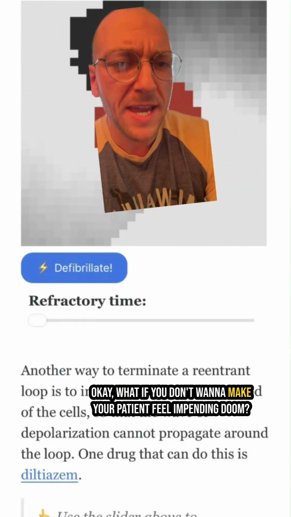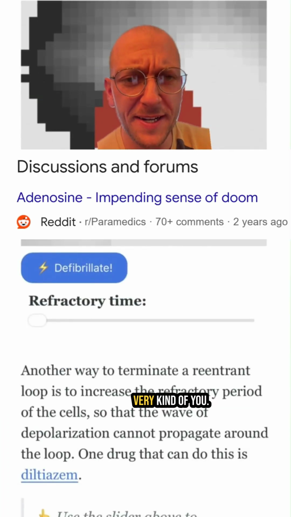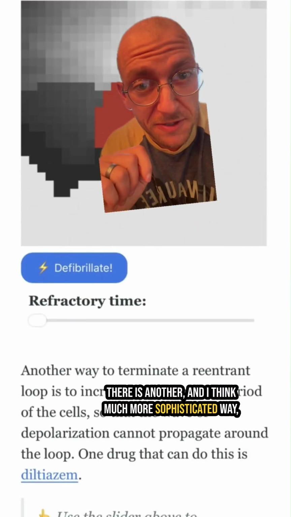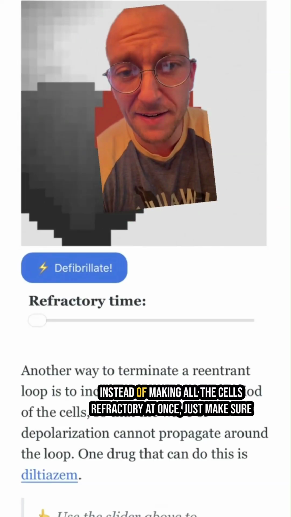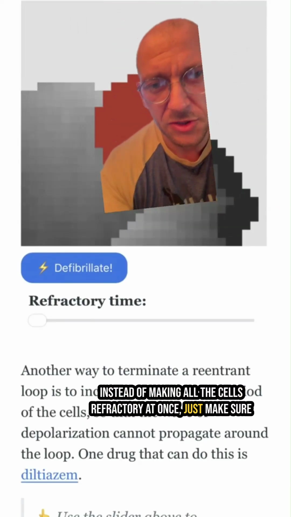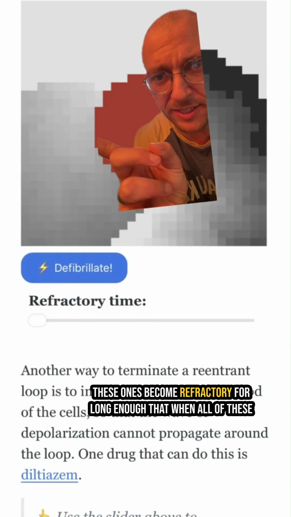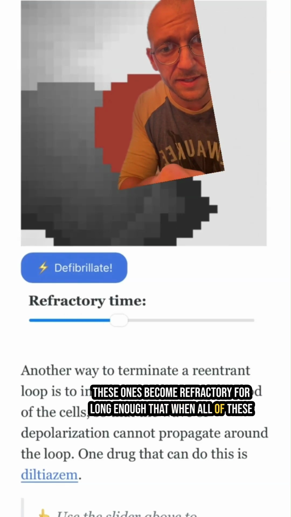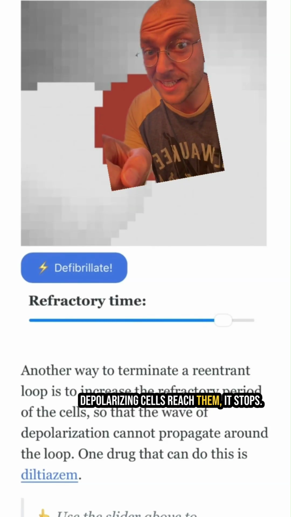Okay, what if you don't want to make your patient feel impending doom? Very kind of you. There is another, and I think much more sophisticated way to terminate this rhythm. Instead of making all the cells refractory at once, just make sure these ones become refractory for long enough that when all of these depolarizing cells reach them, it stops.